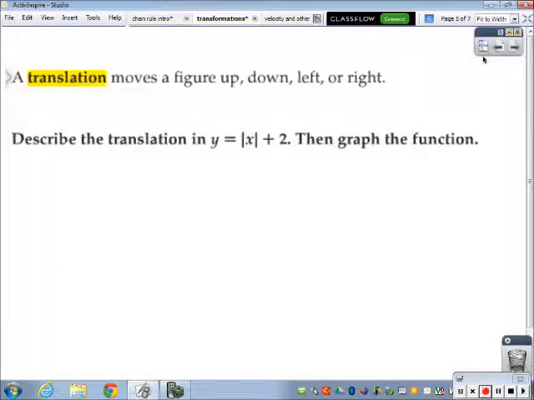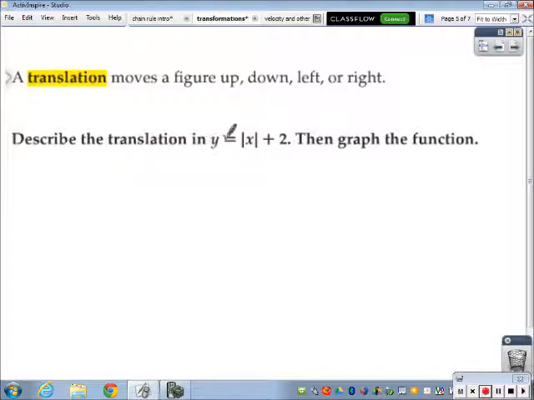Let's talk about the transformations. There are some transformations that you should be familiar with from geometry. The first one is a translation, which moves a figure up, down, left, or right. So it's a slide up, down, left, or right. Let's look at an example to really understand how this relates to us in Algebra 2.